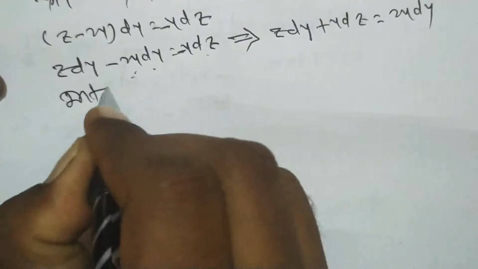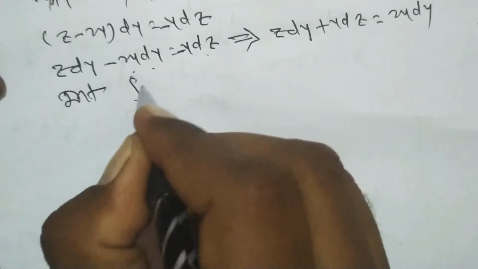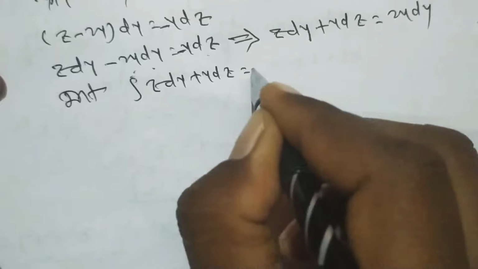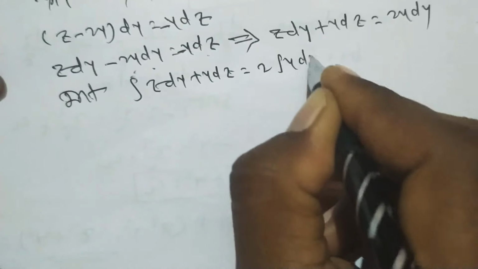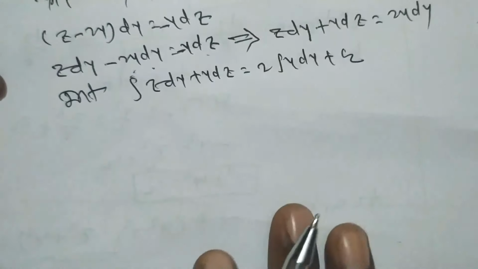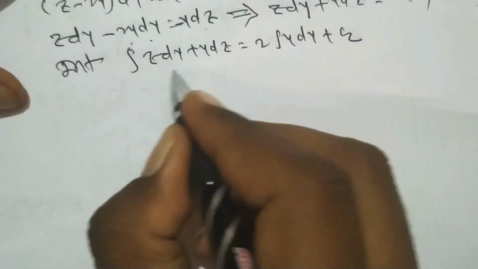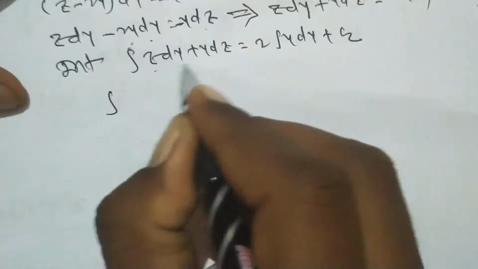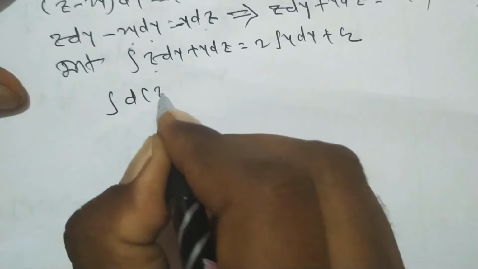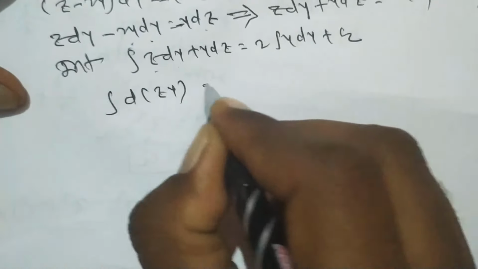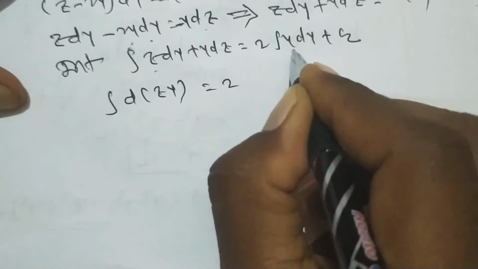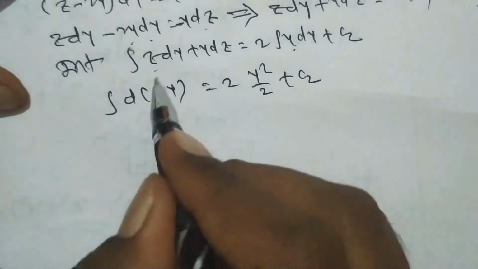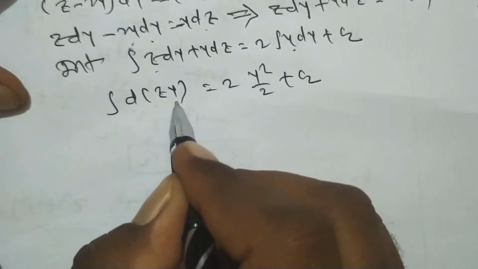By taking integration. So integration of z dy plus y dz is equal to 2 into integration of y dy plus constant of integration c2. How do we take the integration of z dy plus y dz? We know that z dy plus y dz is the derivative of z into y, is equal to 2 into integration of y dy, which is y square by 2, plus constant of integration c2. How do we write here the derivative of z into y?